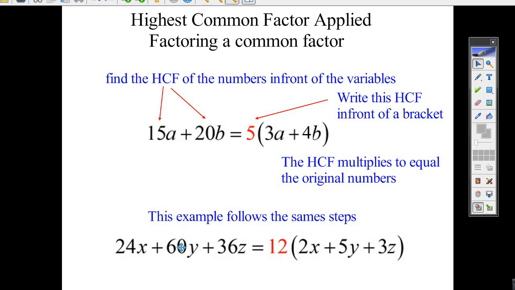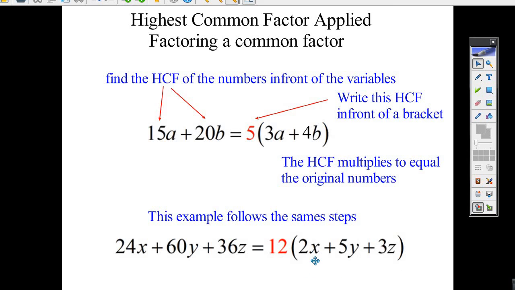Here there's three numbers, 24, 60, and 36. Well, all you do is find the highest common factor of those three numbers and write it down once, right in front of a bracket, like that. So you put a 12, then you put a bracket. Now you've got to put 2x here, because 12 times 2x is 24x. Then 12 times 5y gives me 60y. And 12 times 3z gives me 36z. So this bracket means multiply, and you're multiplying through like that.